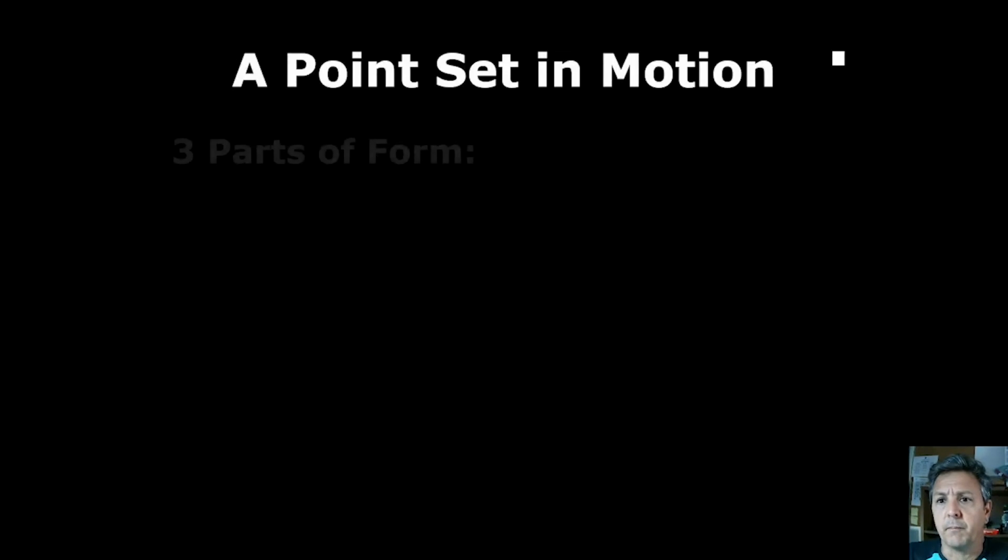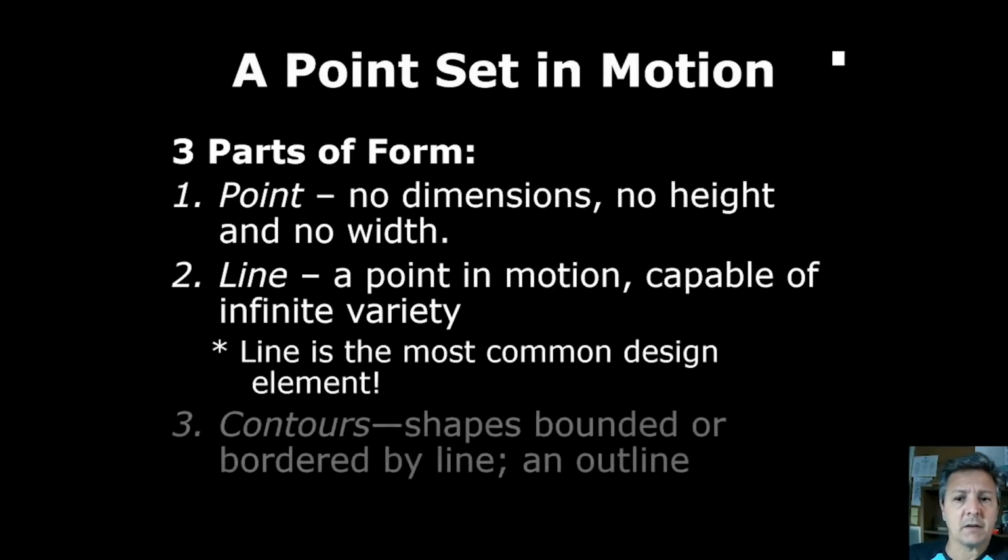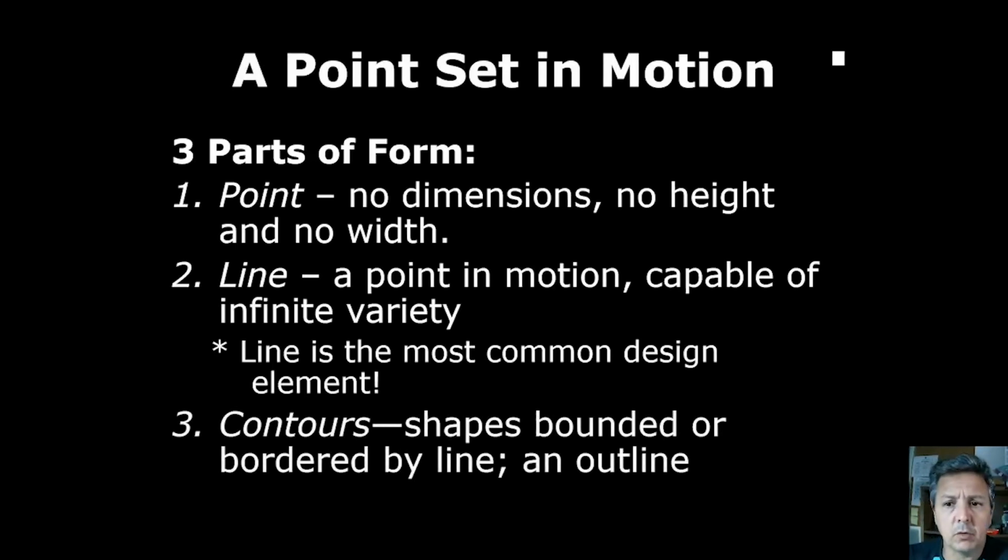All right. So what exactly is line? There's three parts to it. We have a point, which has no dimension, and then a line, which is a point set into motion. And then what else do lines do? They describe shapes. And what do shapes do? They describe images of things that are recognizable at times. But everything starts with a point set in motion.